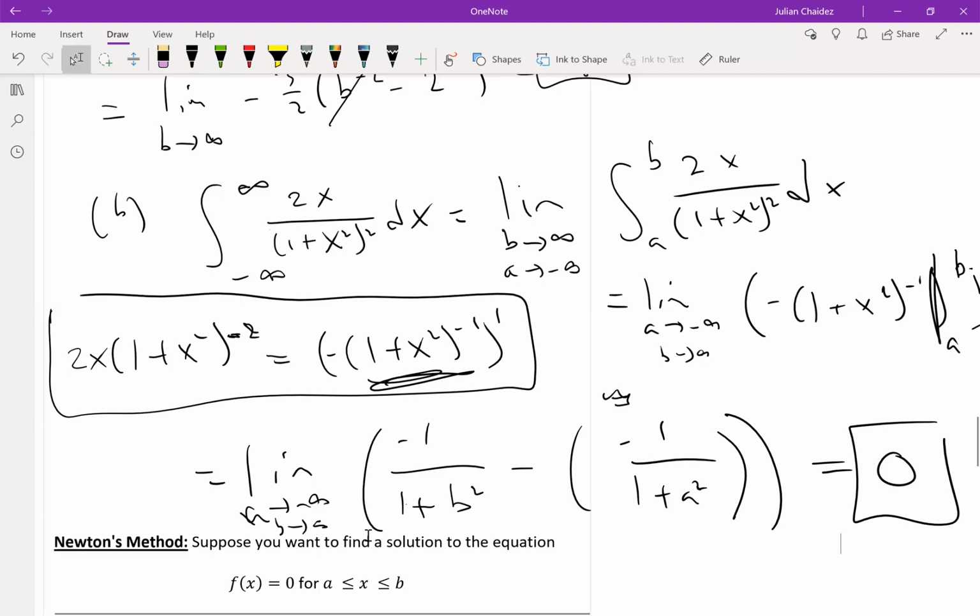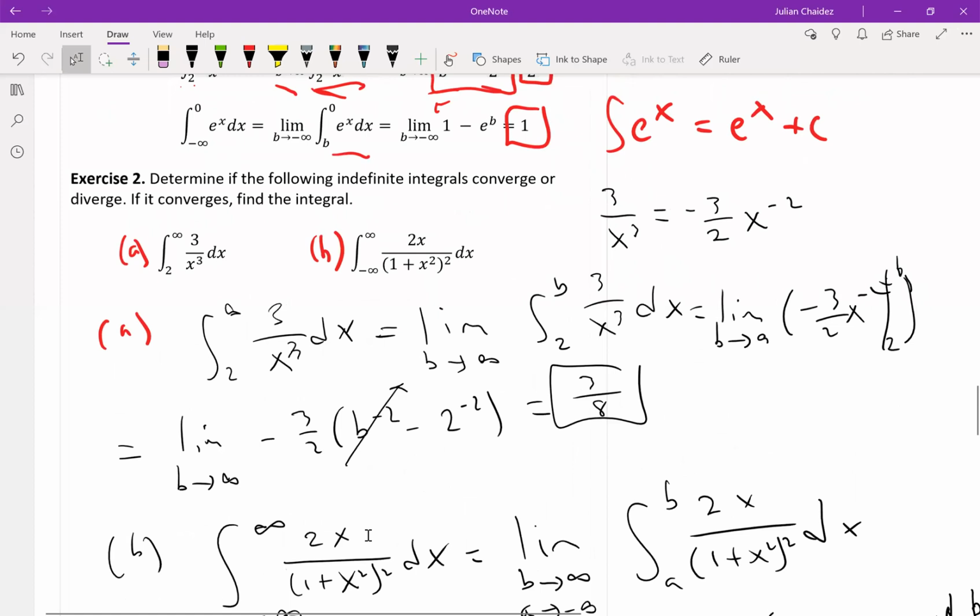Okay, so are there any questions about either of these two integrals?